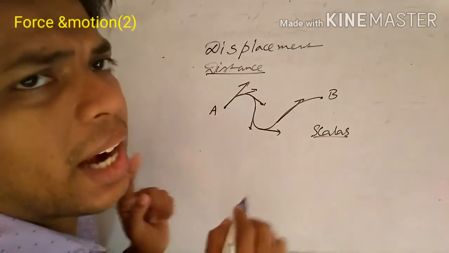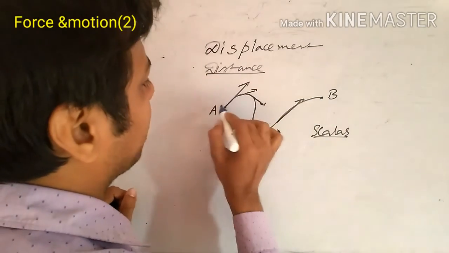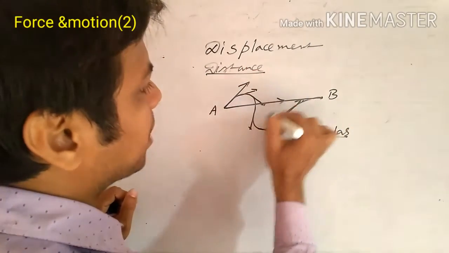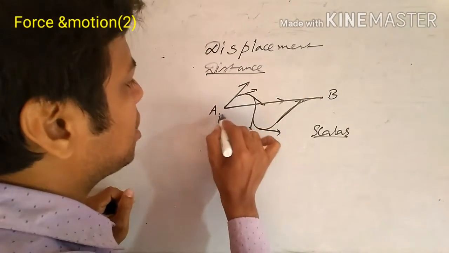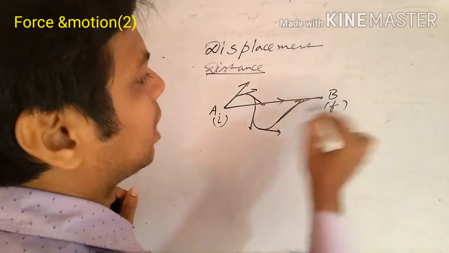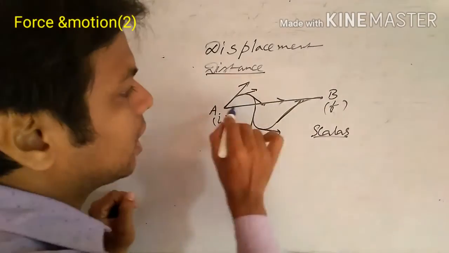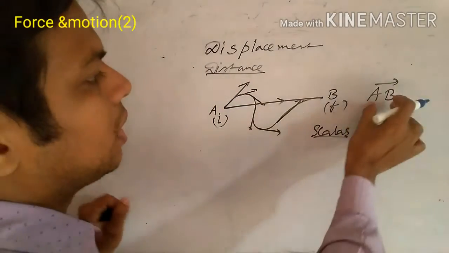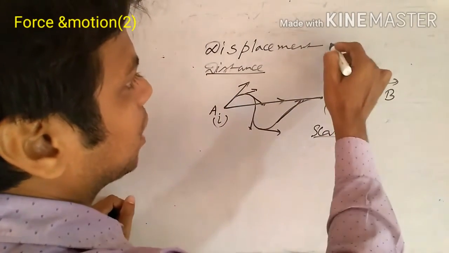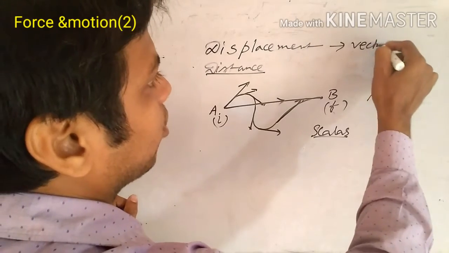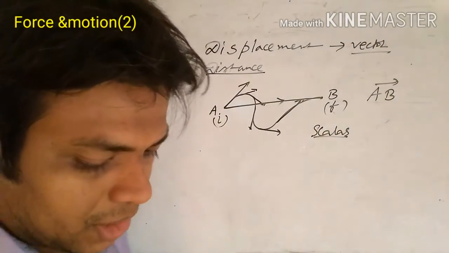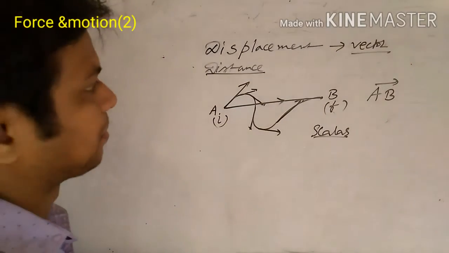But if we directly connect the point A to point B, that is the initial to the final point, then we get a specific direction from A to B, that is the initial to the final position. We get a specific direction that is given by the AB vector. So this is the displacement. So the displacement is a vector quantity as it has a specific direction, but the distance is a scalar one.